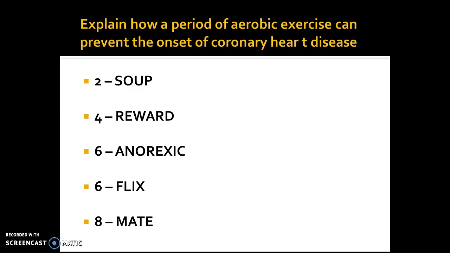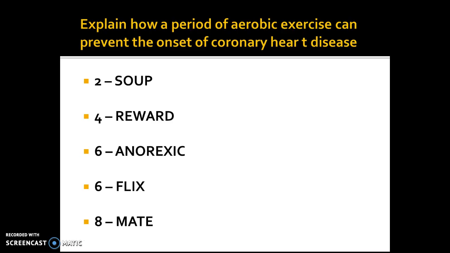4, reward. The reward you're thinking about is a trophy. When you get a trophy, you get excited. There's another word for that. Okay, can you then put that into a term and try and link it to coronary heart disease where possible? 6, anorexic. If you're anorexic, you're thin. You have something in your cardiovascular system that thins. Can you tell me what that is and what the correct physiological term for it is? How does it prevent coronary heart disease?